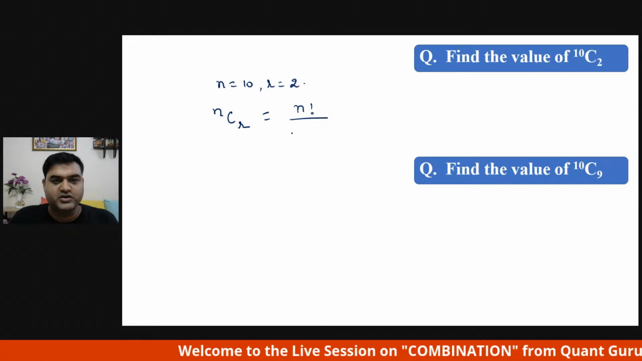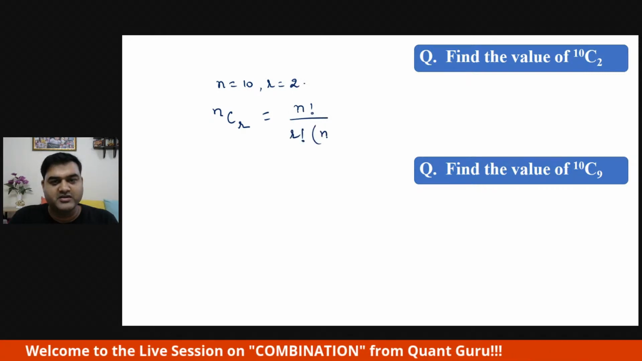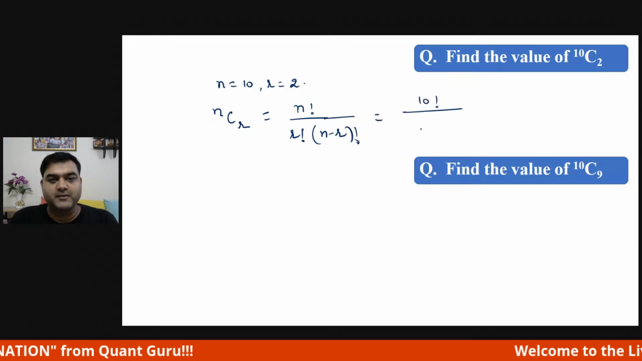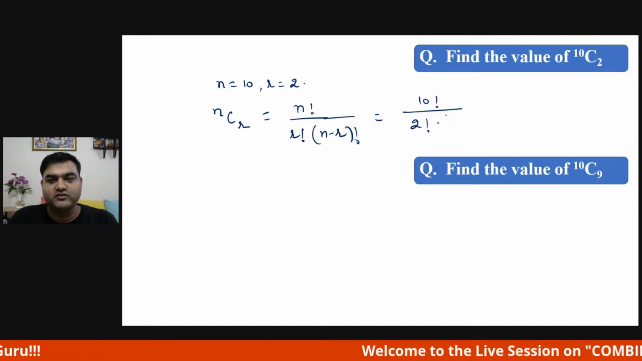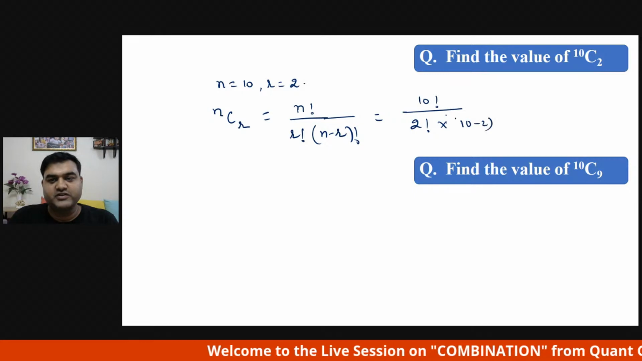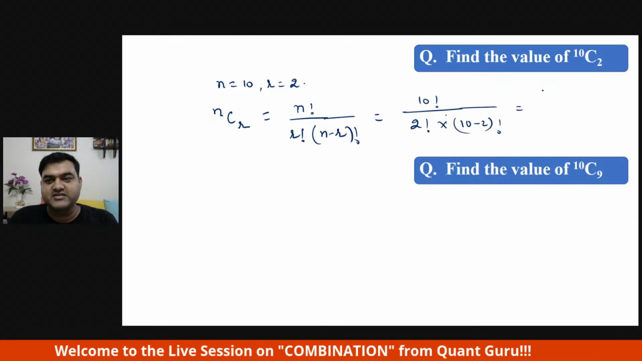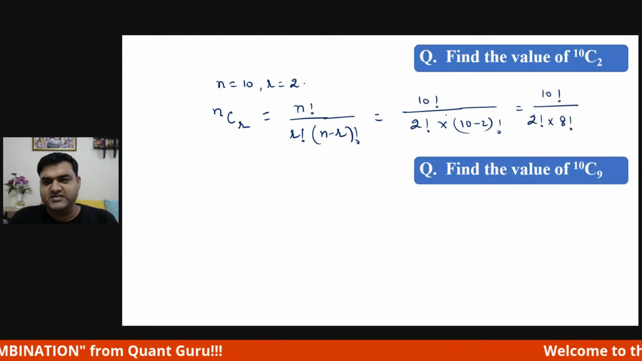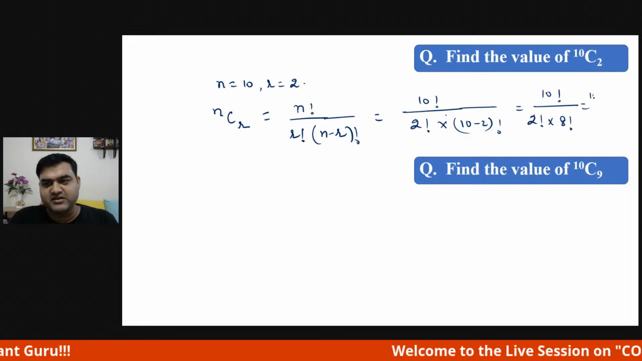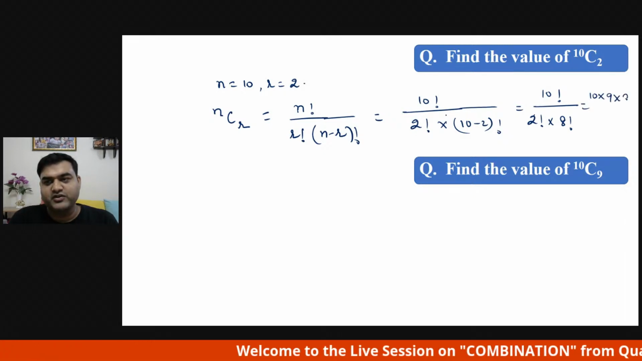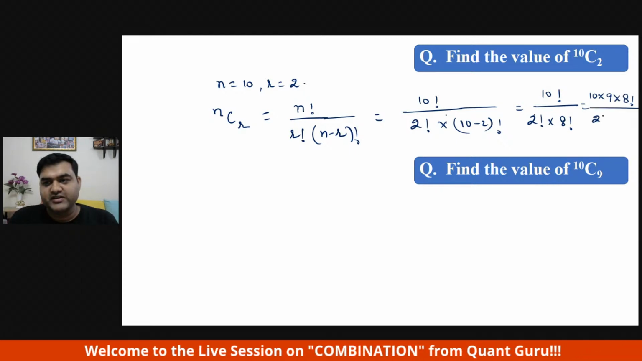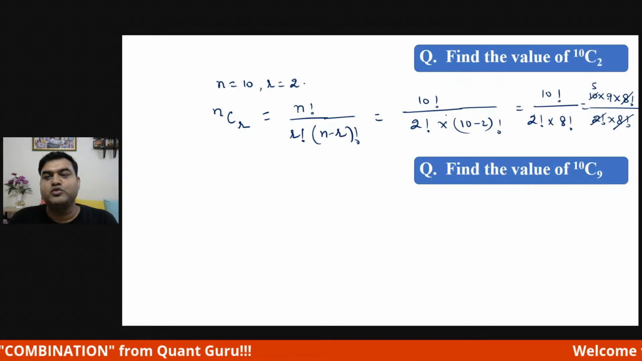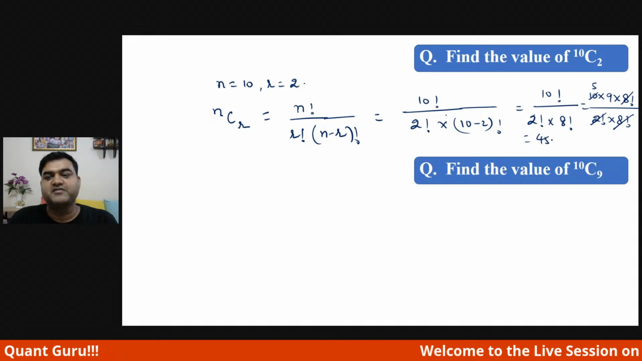The formula was n factorial divided by r factorial into n minus r factorial. So obviously it can be done as 10 factorial divided by 2 factorial into 10 minus 2 factorial. We can also write this as 10 factorial divided by 2 factorial into 8 factorial. And as discussed in the last class, 10 factorial can be written as 10 into 9 into 8 factorial. Here it is 2 factorial, 8 factorial, and the 8 factorials get cancelled. 2 factorial is 2, so this will be 5 into 9, that is 45. So 45 is the answer.